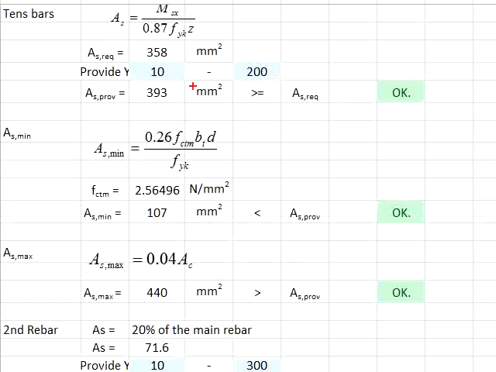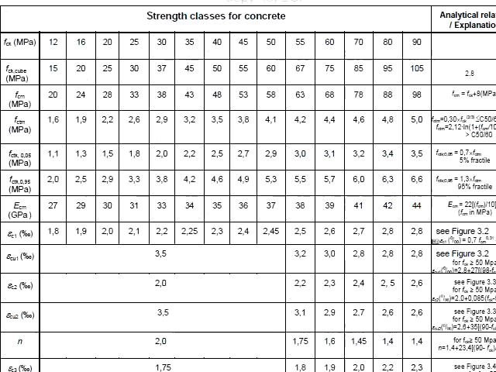Next, you will need to check for the AS minimum, for which you can use these equations. Determine the FCTM from table 3.1 in Eurocode 2. This is table 3.1 in Eurocode 2. The concrete strength is 25, FCK equals 25. Your FCTM will be equal to 2.6.